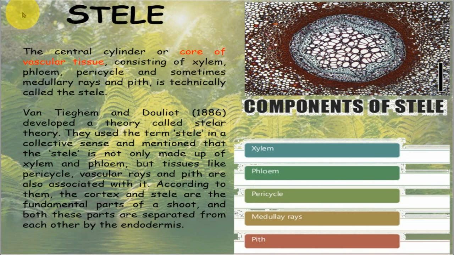In 1886, Van Tieghem and Douliot developed a theory called the stelar theory, explaining what stele is, what it is made up of, its components, its working, etc. According to them, cortex and stele are the fundamental parts of a shoot. It means a shoot necessarily consists of a cortex and a stele, and both these parts are separated from each other by the endodermis.